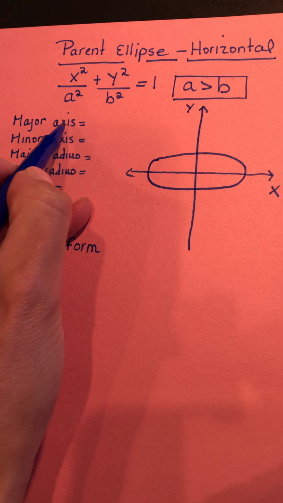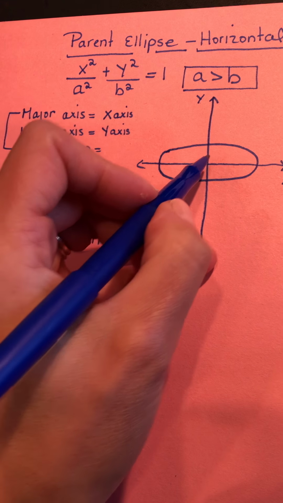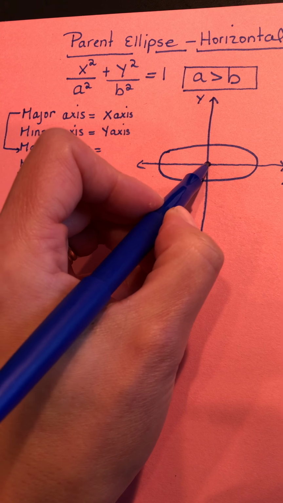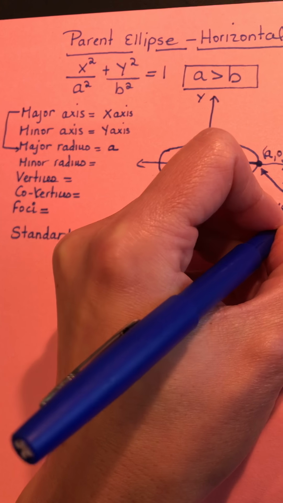So think about this. Major radius is going to lie on the major axis, okay? So the radius, it's kind of like the concept of a circle, is going to go from the center out to the edge. And this distance here is the major radius. So the length of the major radius would be A, okay? Now that means this point here, very importantly, would be called A, 0. And this point, A, 0, is what we like to call a vertex, okay?